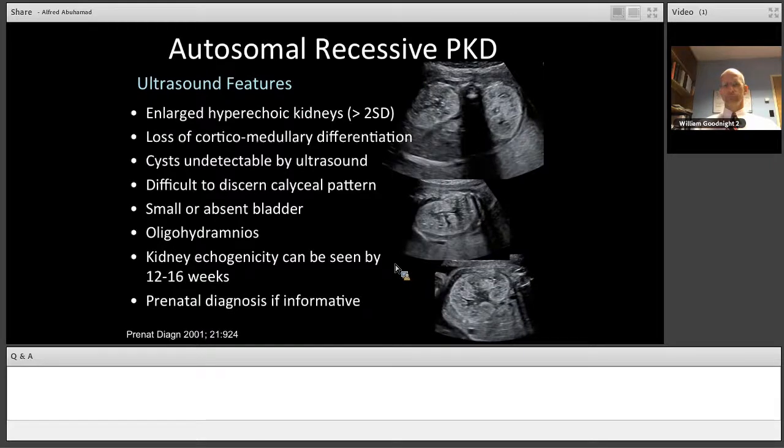What you see on ultrasound are enlarged hyperechoic kidneys, as you see right here, and loss of corticomedullary differentiation. If you look at this kidney, I can't see the calyceal systems. That's really important in differentiating this from autosomal dominant polycystic kidney disease. There is no bladder or an absent bladder; it could be small or absent. Oligohydramnios is present in almost all of these cases, but not all, and you could see that in the first trimester.